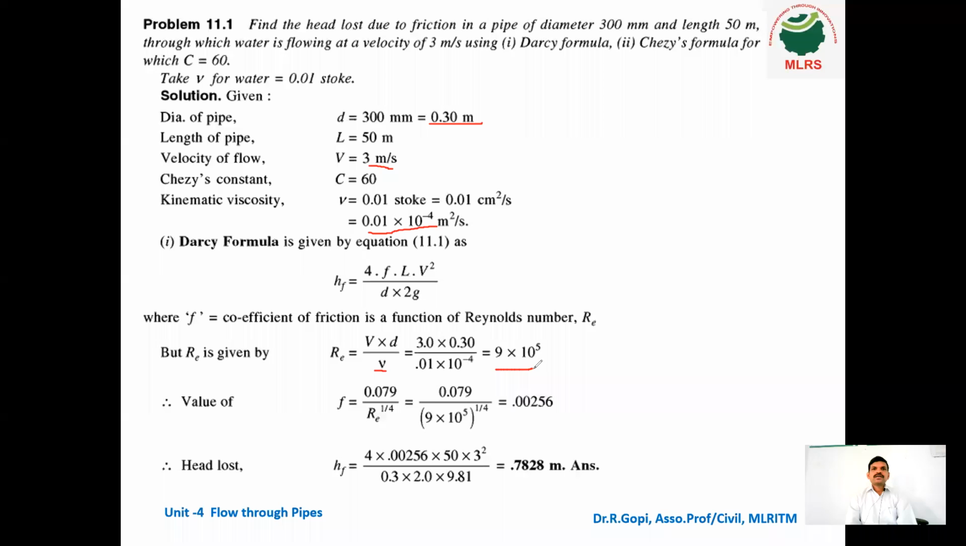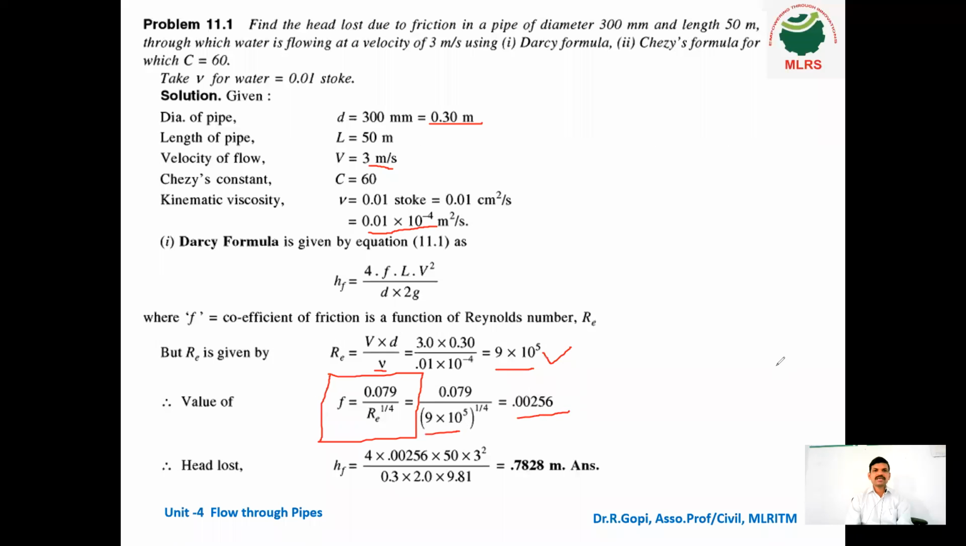Okay, so this is the final answer: 9 into 10 power 5. As per the discussion we had previously, if the Reynolds number value is more than 4000, what is the formula? We have to use f equals 0.079 divided by Re power 1 by 4. This is the formula, so substitute here. We already found the Re value. Substitute in this equation, and you get f.